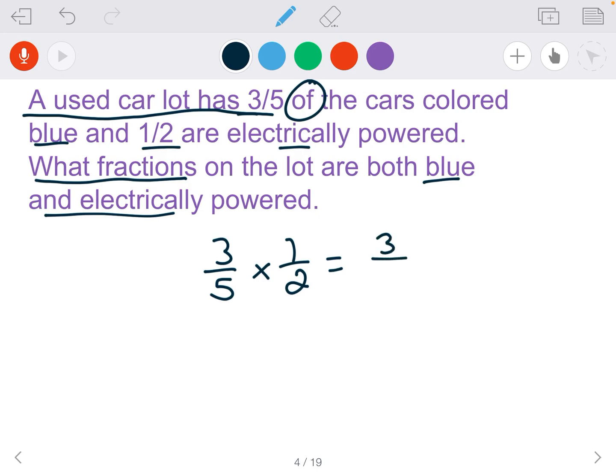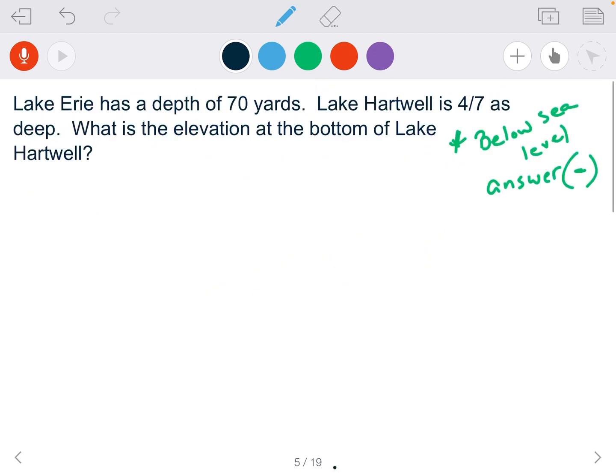3 times 1 is 3. 5 times 2 is 10. This doesn't reduce, so 3/10 are both blue and electric. I'm going to abbreviate that. Okay. Again, similar to what you'll see in the test. Another question you might see similar to this.